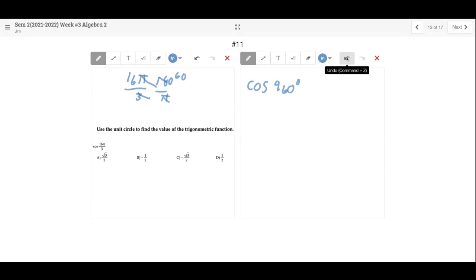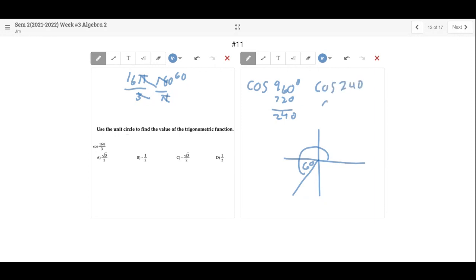Well, guess what? That's going to go around the circle a couple times, right? If you go around twice, that's 720. So I'm just going to subtract 720 from here. Oh, it looks like the same angle measure as before, 240. Oh, that's going to make it nice because now I know that this is going to be 240 degrees. So my reference angle is 60 degrees. So the cosine of 960 is exactly the same thing as the cosine of 240, which is exactly the same thing as the cosine of 60.